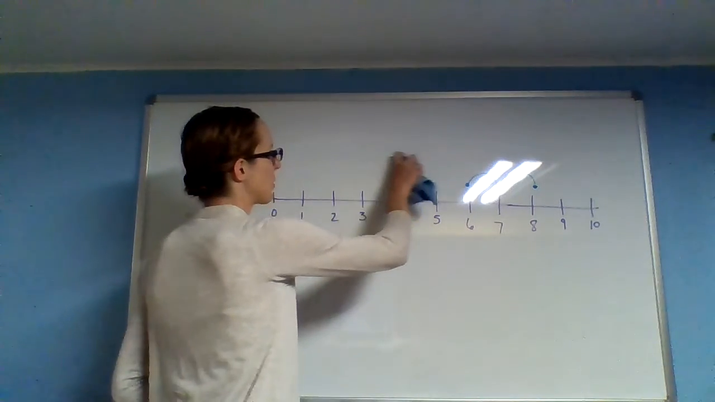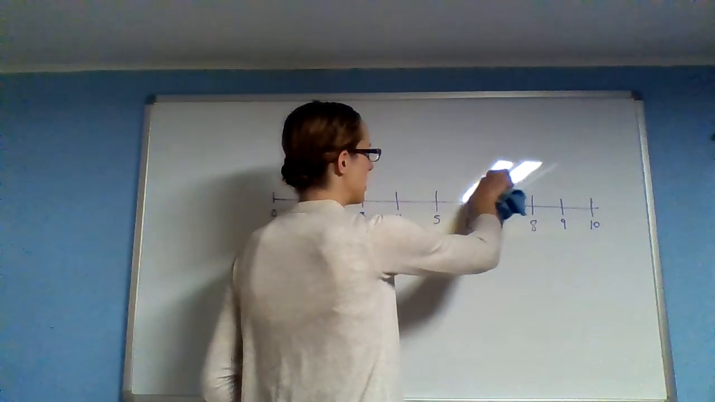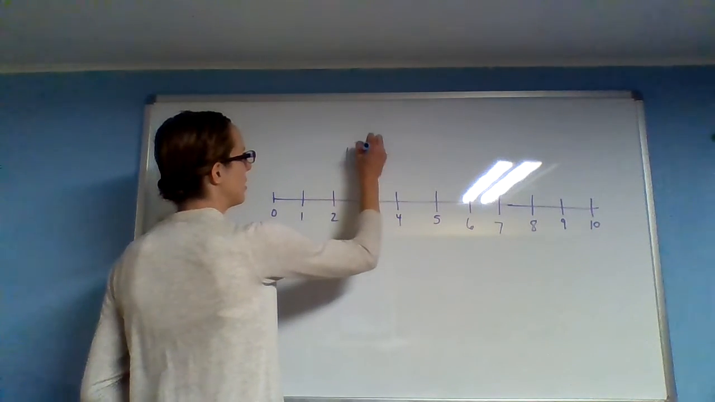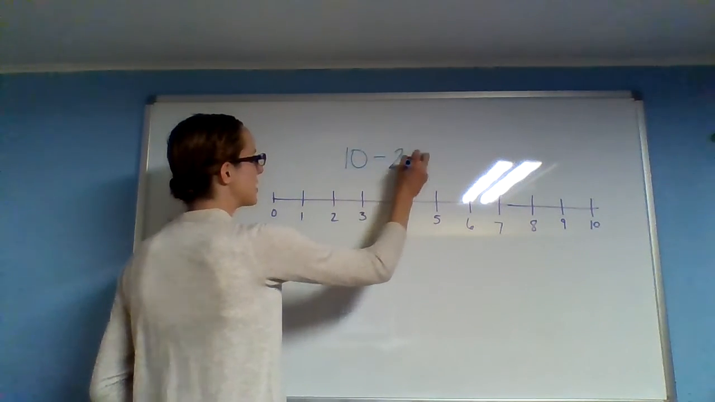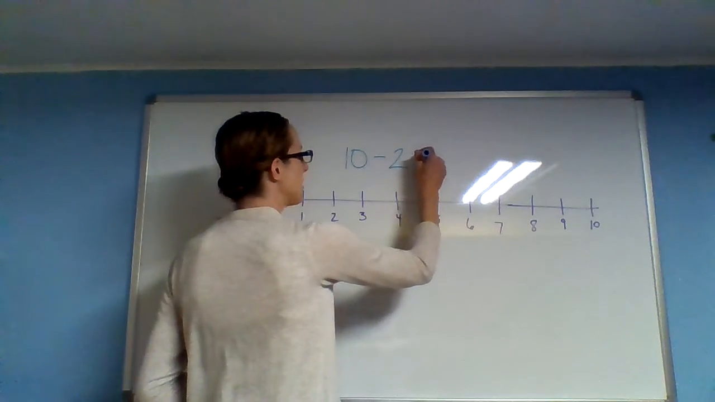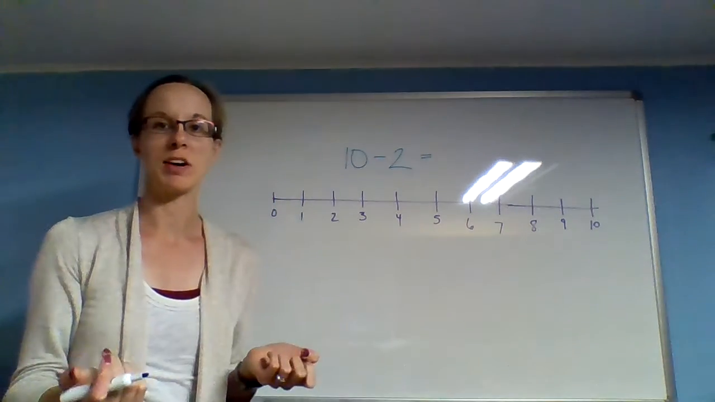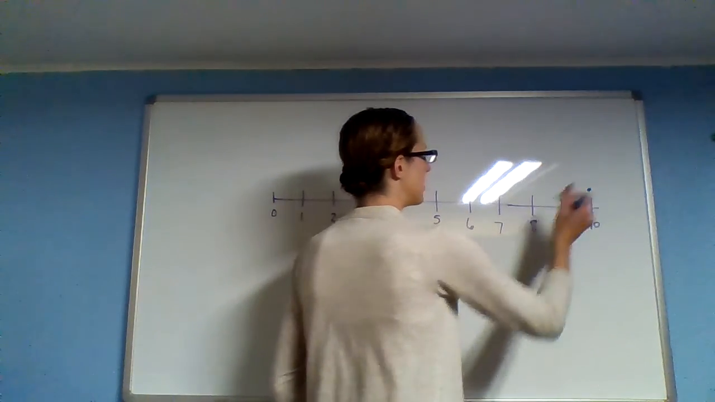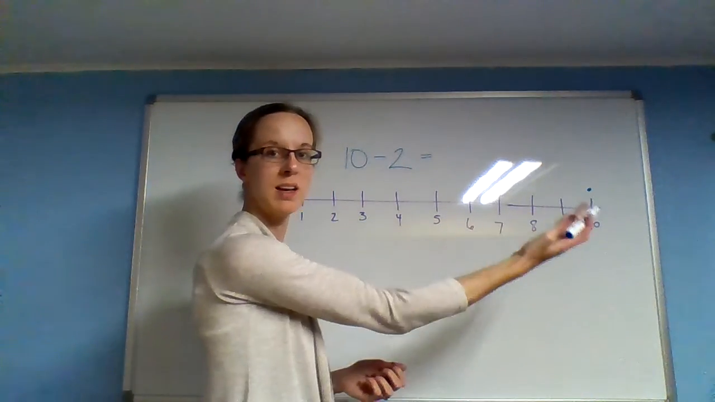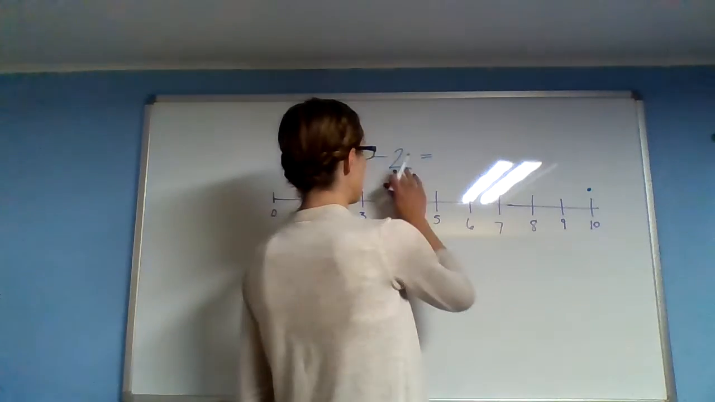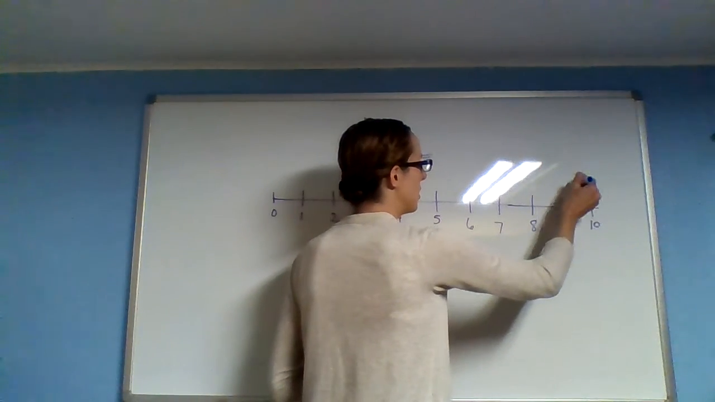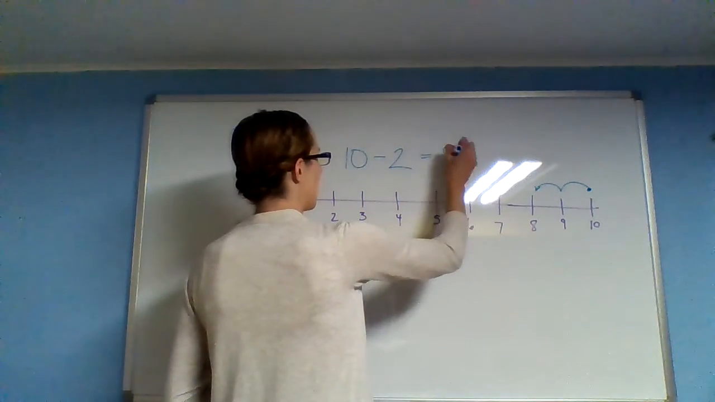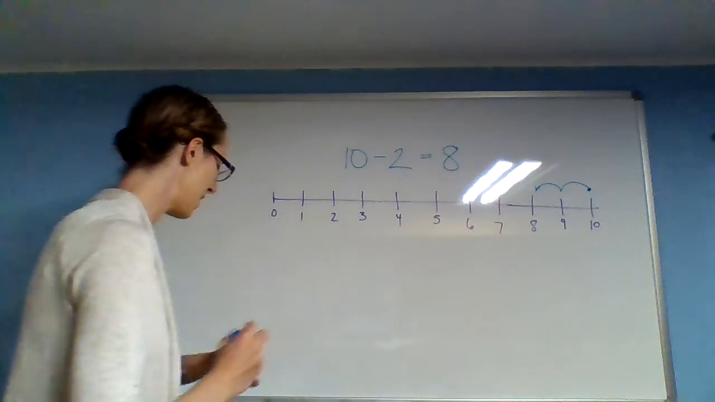What I need to remember when I do subtraction is that the answer I get should be smaller than the first number. So if the first number is 10, my answer should be smaller than 10. So I'm going to start at 10, and instead of moving towards the bigger numbers, I'm going to back it up towards the smaller numbers. I'm going to take away 2, which means I move to the left, and that leaves me at 8.